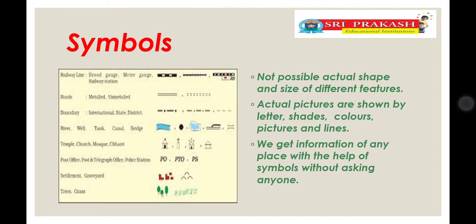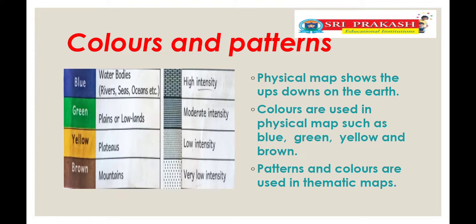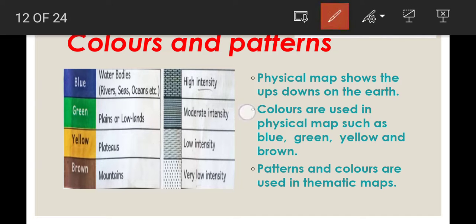Okay, next one. See children, colors and patterns. We use different colors in the map also, children. Just you see, a physical map shows the ups and downs on the earth. Colors are used in the physical map. What about the colors in the physical map, children? We use blue, green, yellow, and brown in the physical map.